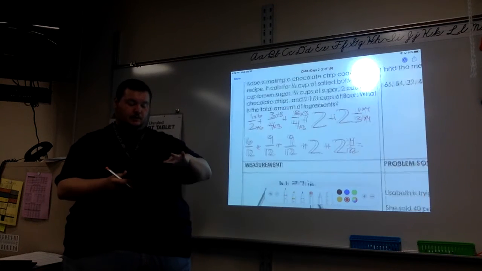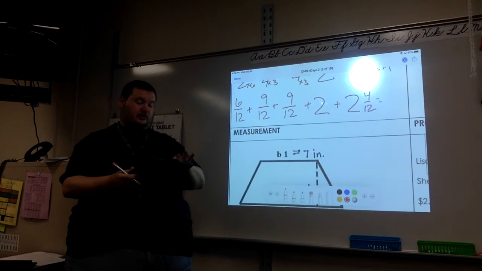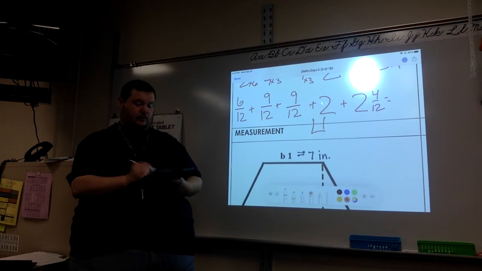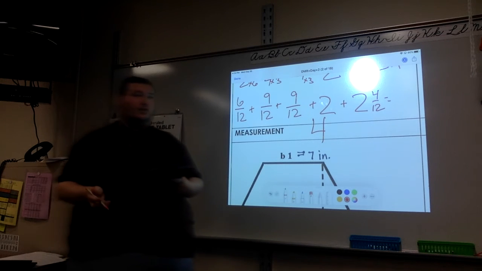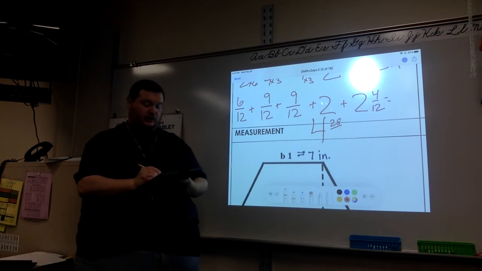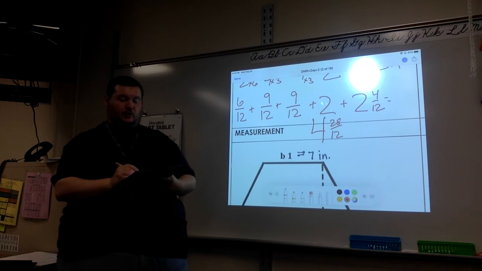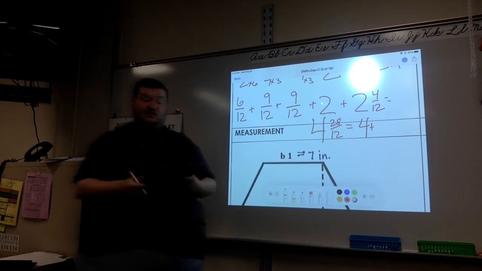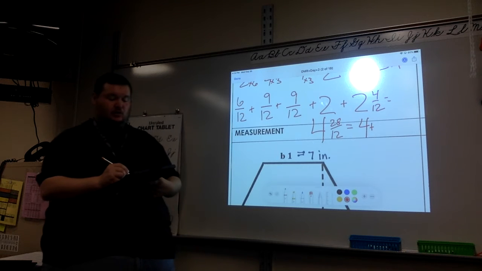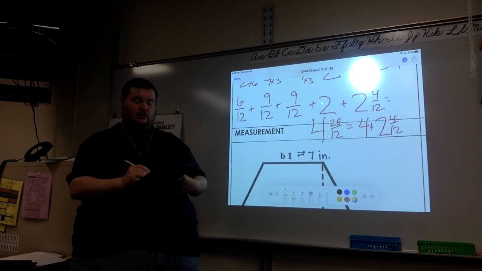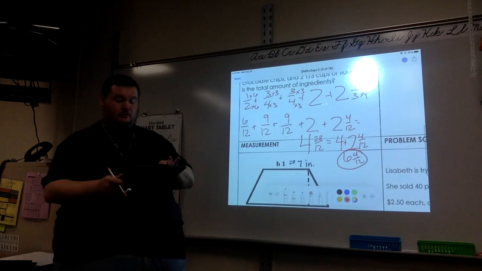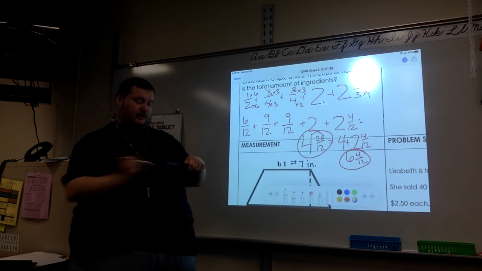Add them all up. Add your whole numbers first. 2 plus 2 is 4. 6 plus 9 is 15, plus 9 is 24, plus 4 is 28 over 12. If I want to make 28 over 12 a mixed number, 12 goes into 28 twice, with 4 left over. So that gives us 6 and 4/12, which I'll accept as your answer. That or this.